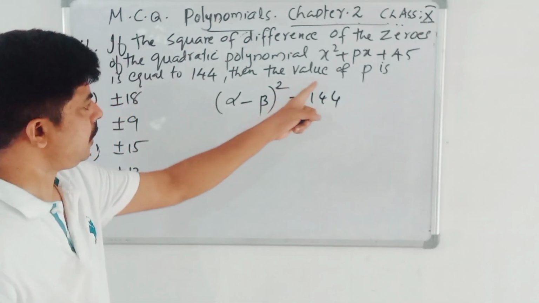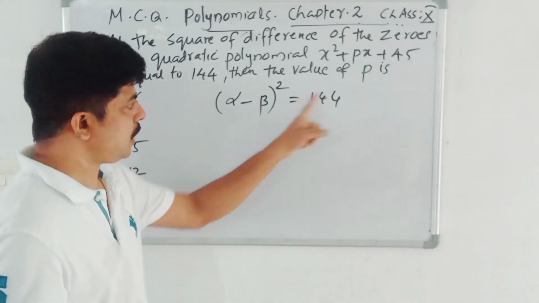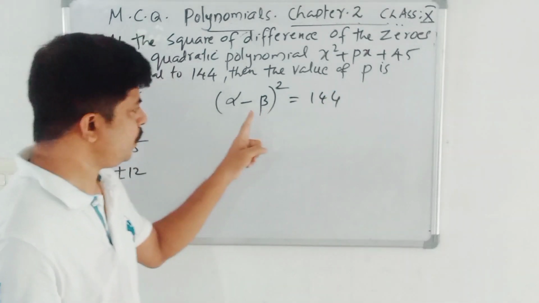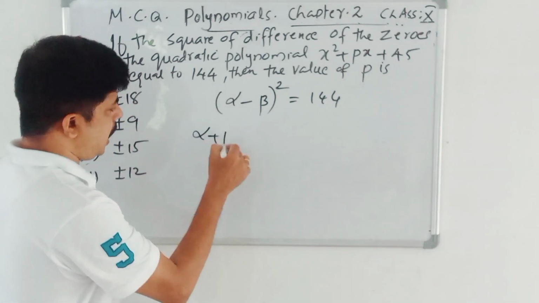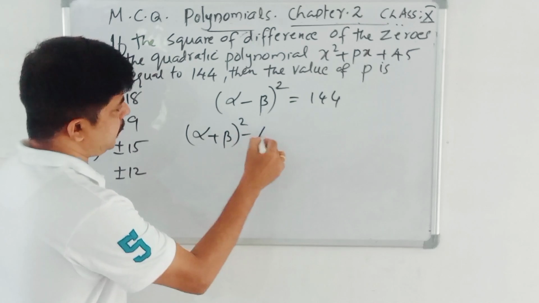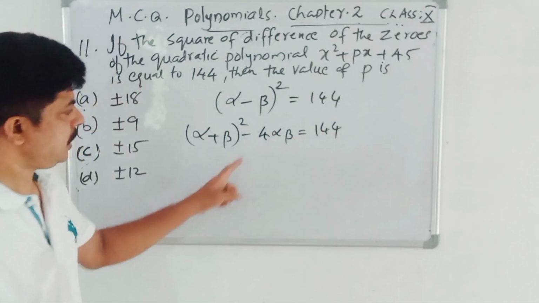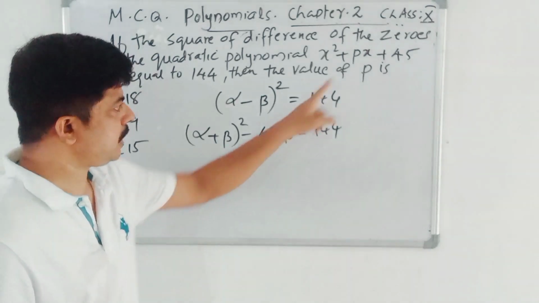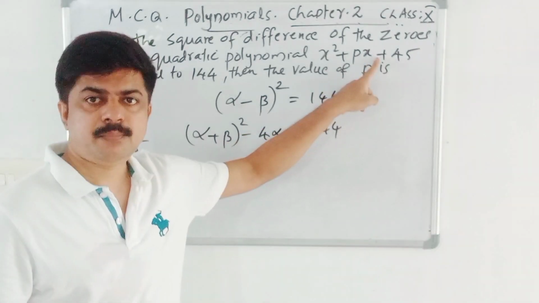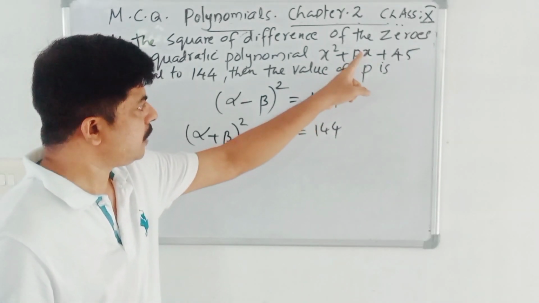Now we need to find the value of p. By expanding this (alpha − beta)², we are not going to get p. Therefore, we have to apply one formula: (alpha − beta)² = (alpha + beta)² − 4 alpha beta = 144. Why did we use this formula? Because we know we will get the sum of the zeros and the product of the zeros from the given polynomial.